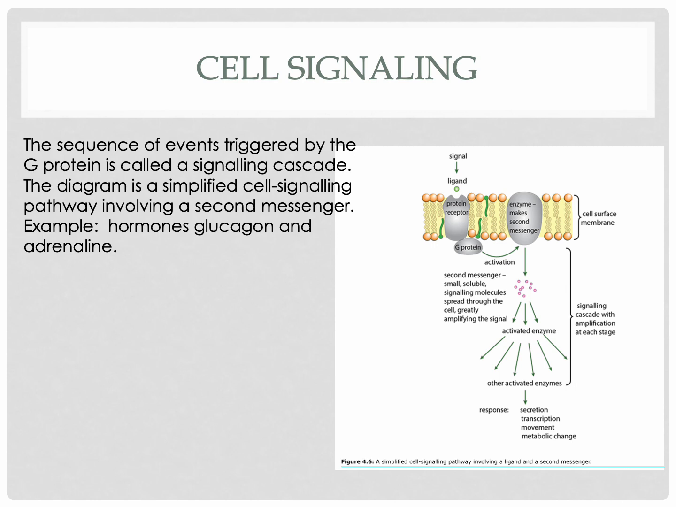The sequence of events triggered by the G protein is called a signaling cascade. The diagram is a simplified cell signaling pathway involving a second messenger. The examples are the hormones glucagon and adrenaline. We will go into this in a later chapter.